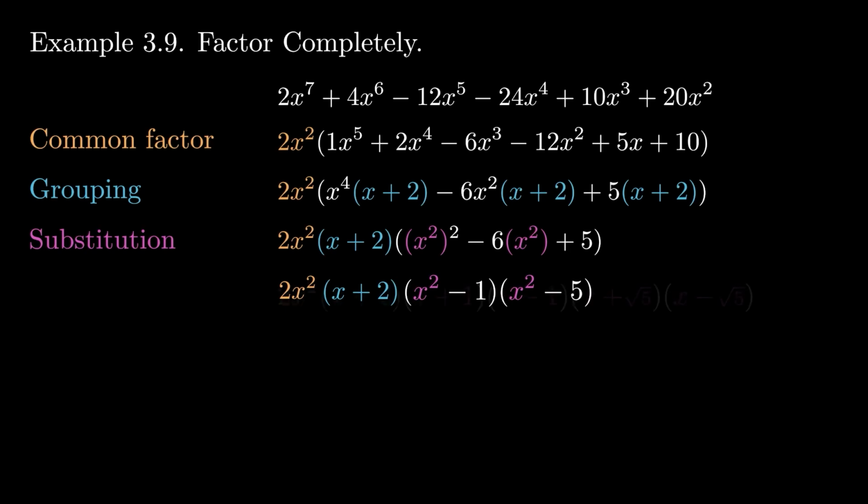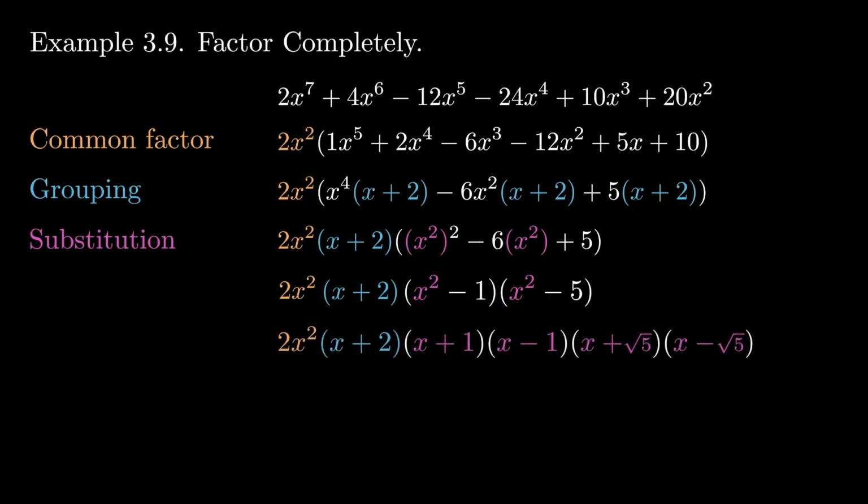Then we can use the difference of squares. X squared minus 1 is x plus 1 times x minus 1. And x squared minus 5 is x plus root 5 times x minus root 5.